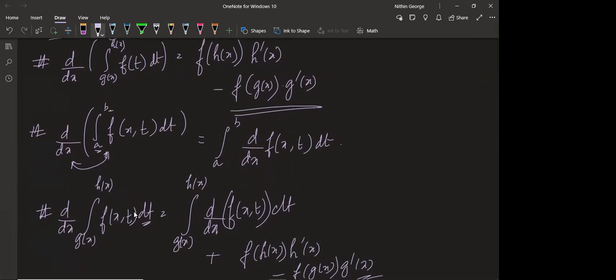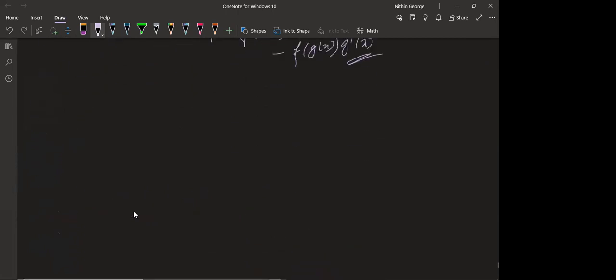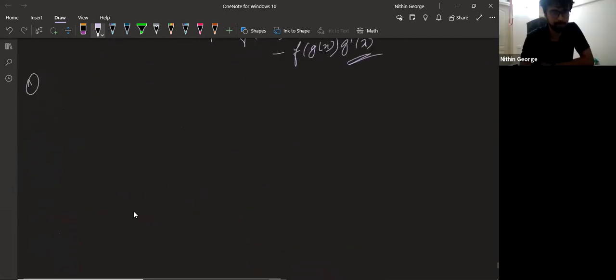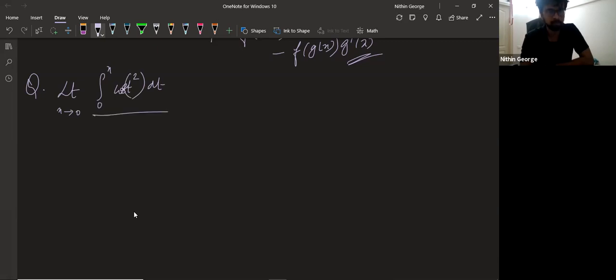Yes, sir. Okay. Now, one small question based on this, since it's not that important. We're trying to find something else. Limit x tends to 0, integral from 0 to x of cos t square dt, divided by x. How would you solve this?